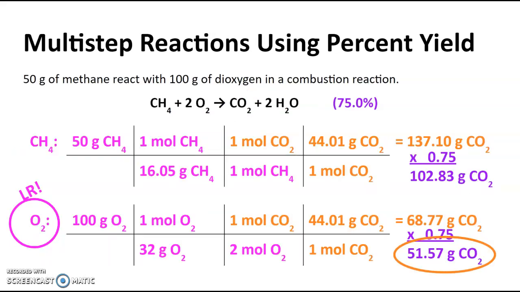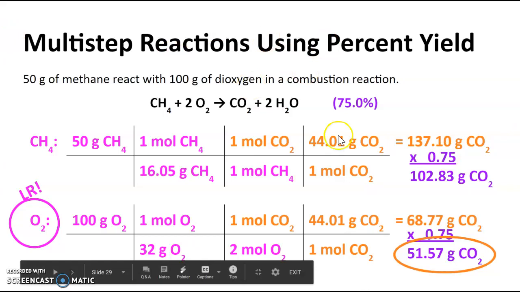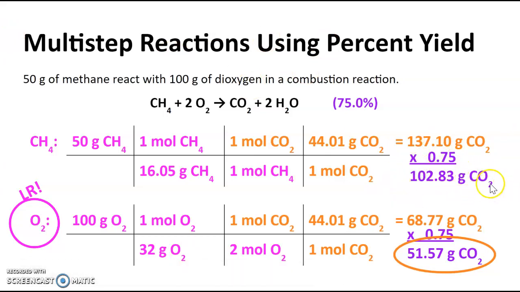So we will go through some stoich, plug in our reactant, use our mole-to-mole ratio, use molar mass, and plug in our percent yield here at the end, 0.75 times our theoretical yield. So we can make 102.83 grams of CO2 from the methane.